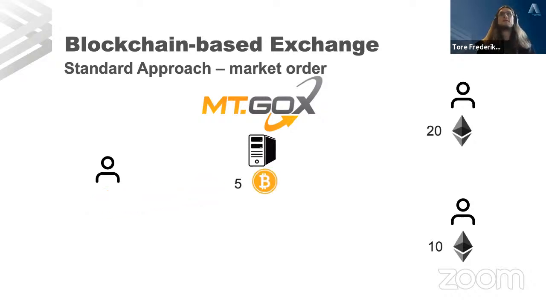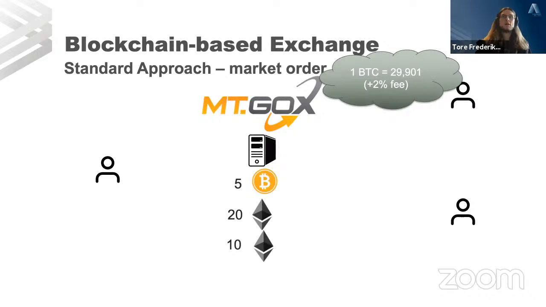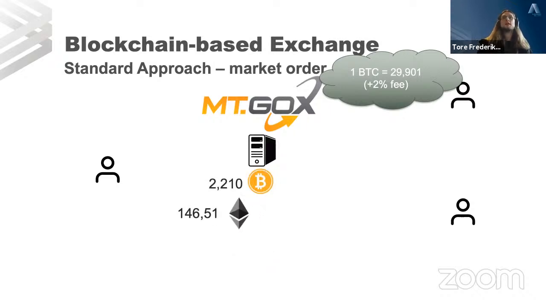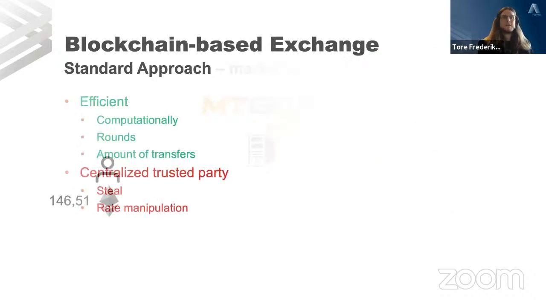So what happens is basically the users send their tokens to this centralized authority, and based on some exchange rate and a fee, this authority says, okay, you get this and this of this and this token, and basically sends this back to the users, and everyone is happy, ideally.